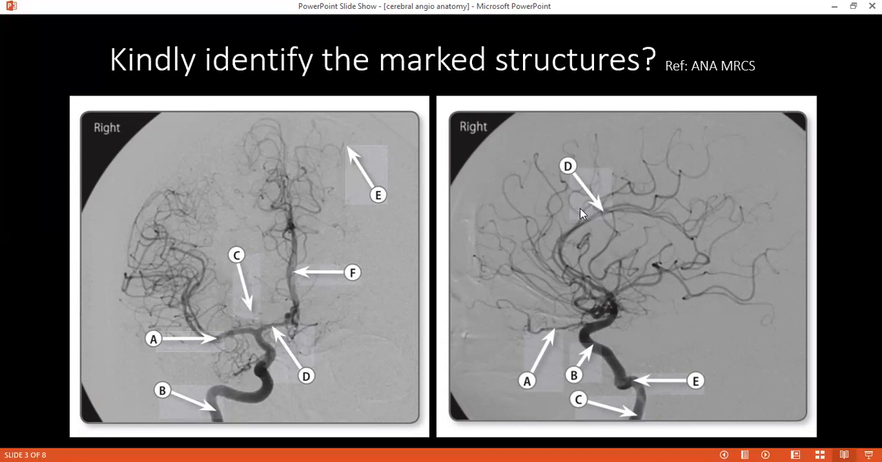If we move on to the right-hand side image, can you identify what this E is? E is internal carotid artery. What is this B? B is also internal carotid artery. C, please. C is the cervical part of internal carotid. Would you be able to identify D? D is probably anterior cerebral artery.